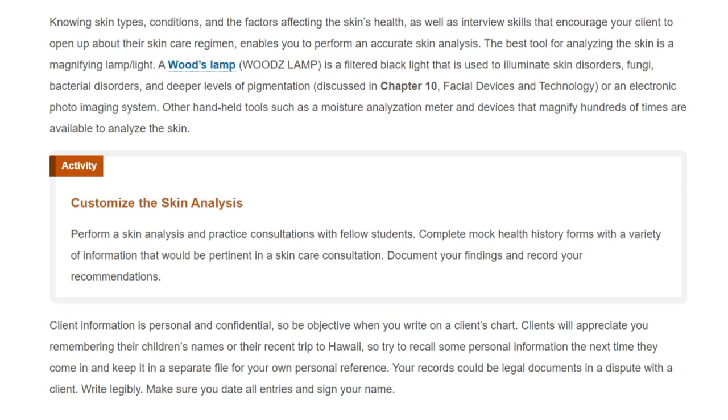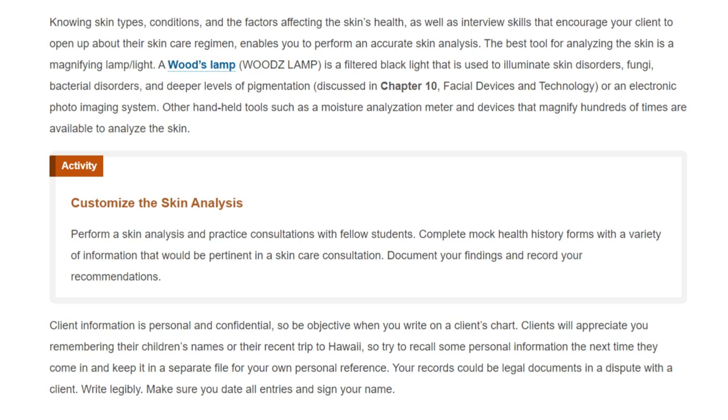Activity. Customize the skin analysis. Perform a skin analysis and practice consultations with fellow students. Complete mock health history forms with a variety of information that would be pertinent in a skincare consultation. Document your findings and record your recommendations.